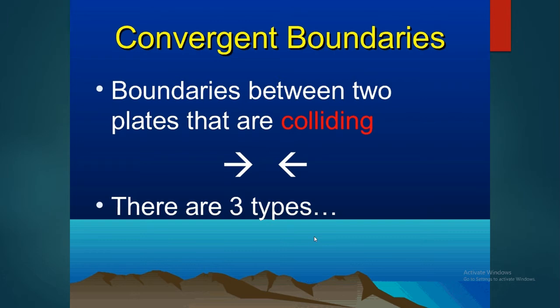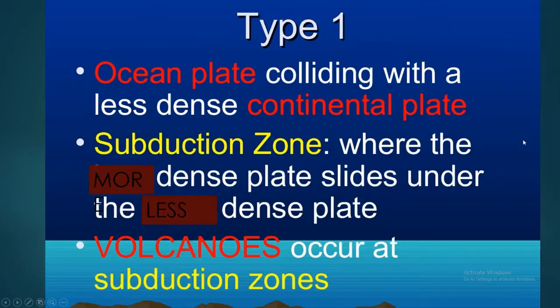So plate boundaries, we have convergent boundaries. That's boundaries between 2 plates that are colliding. Colliding means coming together, hitting each other, right? So there are 3 types of convergent boundaries, meaning there are 3 different types of plate boundaries that move against each other. Okay, so let's get into that.